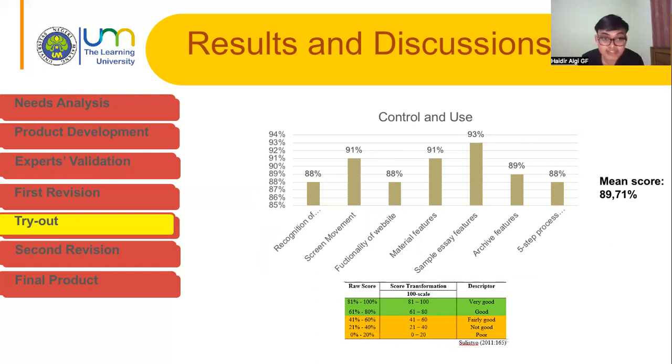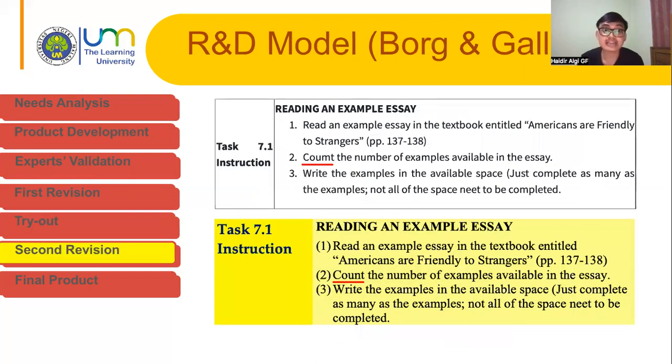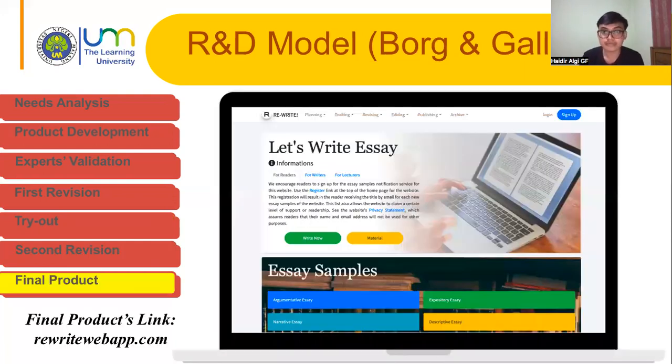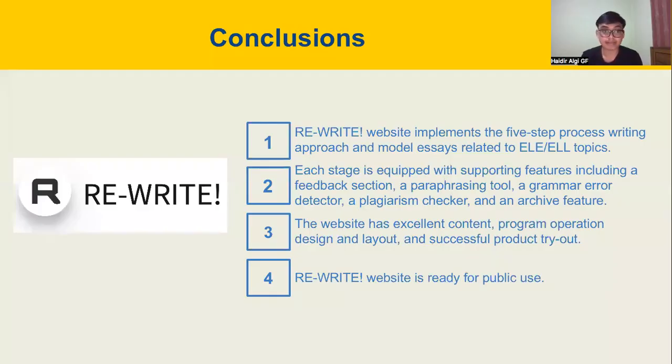Despite this positive feedback, I still did a second revision because some students had the same advice and comment as the media expert noticed. It's about a minor misspelling in one of my materials written on the website. Therefore, I revised it from COUMT to the correct COUNT. Finally, here is the depiction of the final product with the website link, rewritewebapp.com.